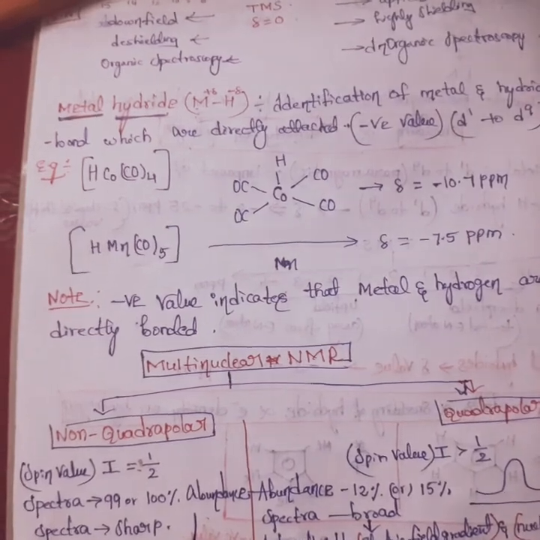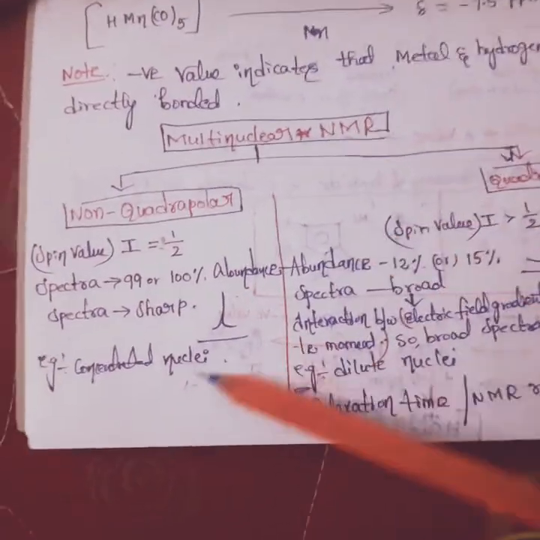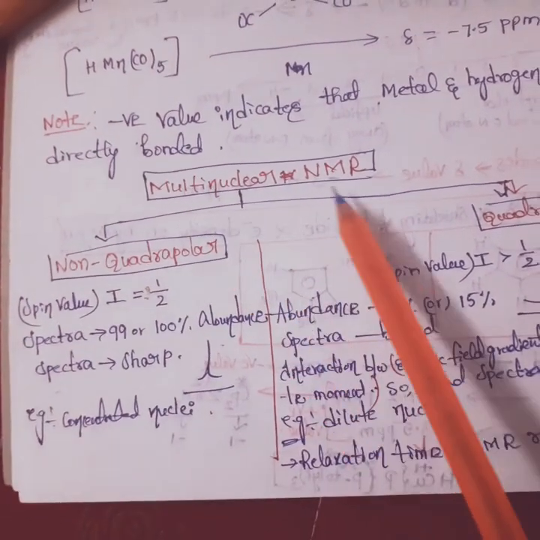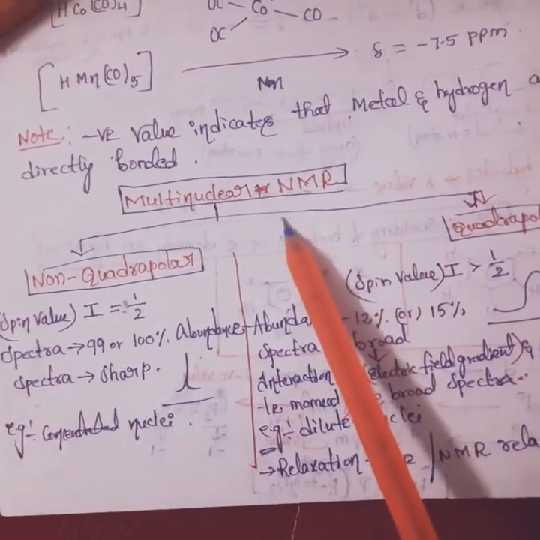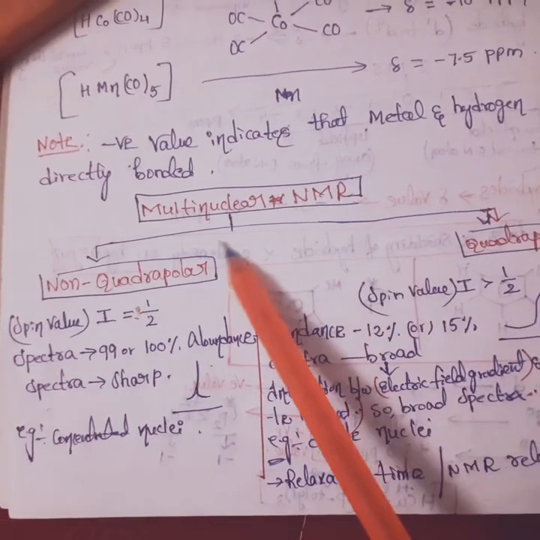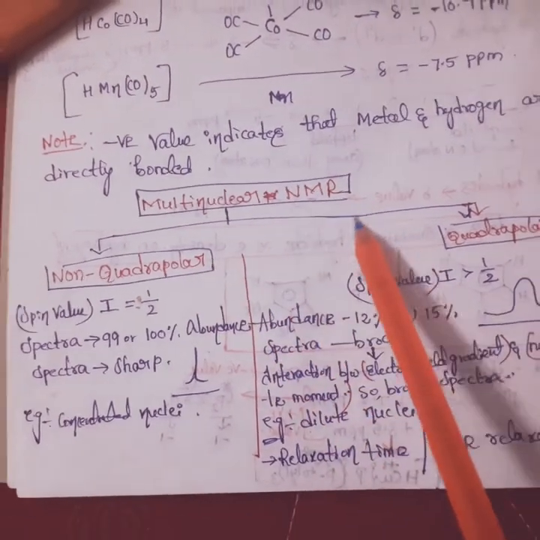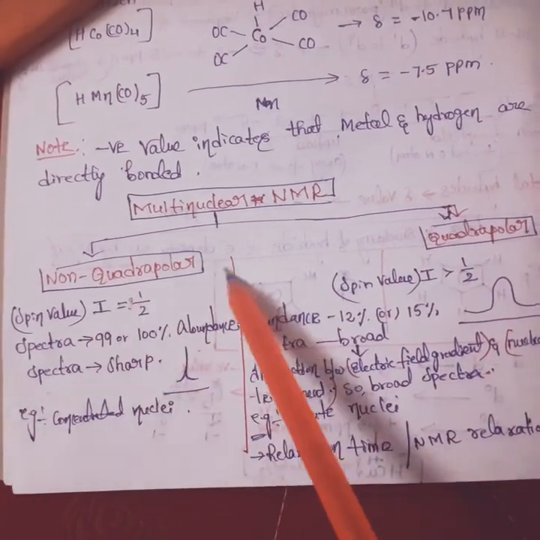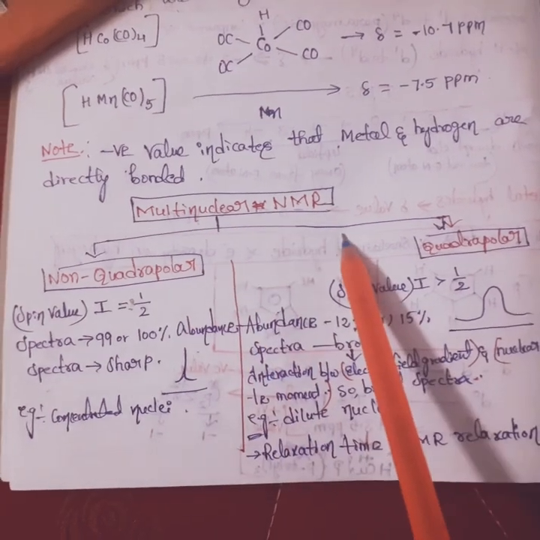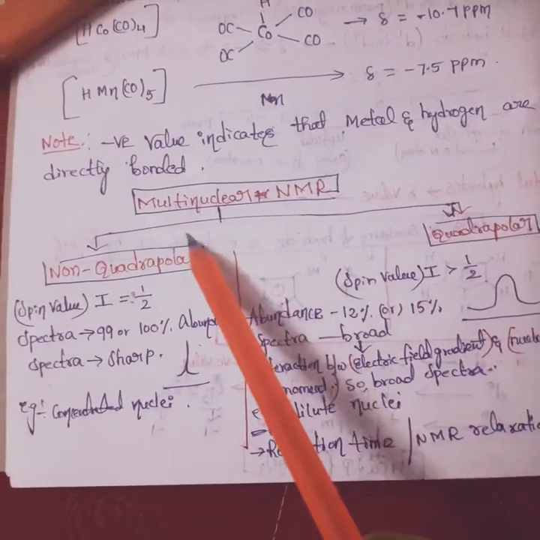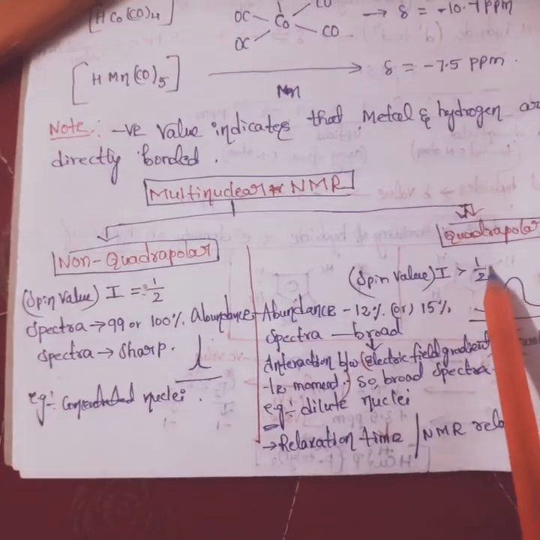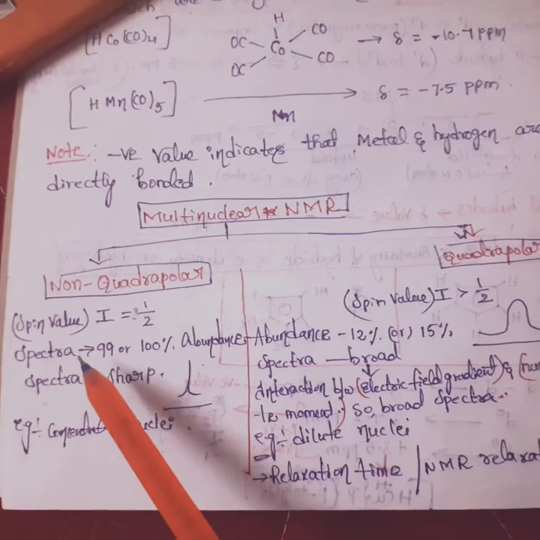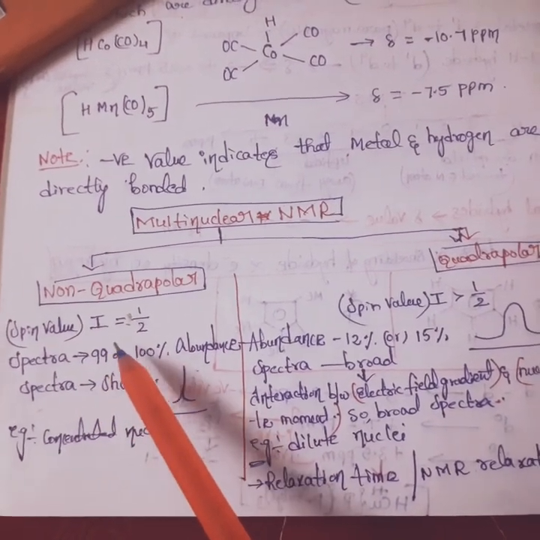Next, this is most important, friends: multinuclear NMR. NMR means nuclear magnetic resonance. In multinuclear NMR we have to look at these two because they are quite important: non-quadrupolar multinuclear NMR and quadrupolar multinuclear NMR. These two are very important, friends. Try to focus on the differences between these two, because it is mandatory to know the differences between them.